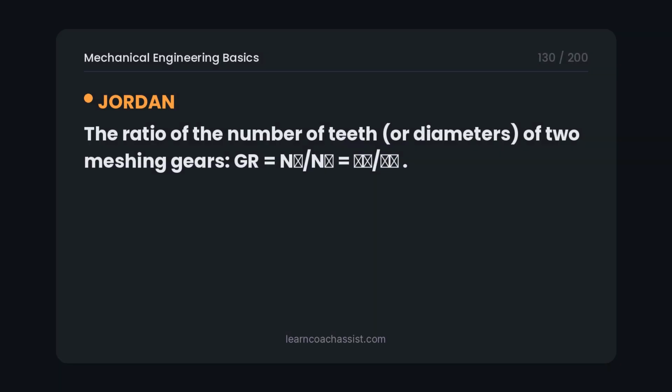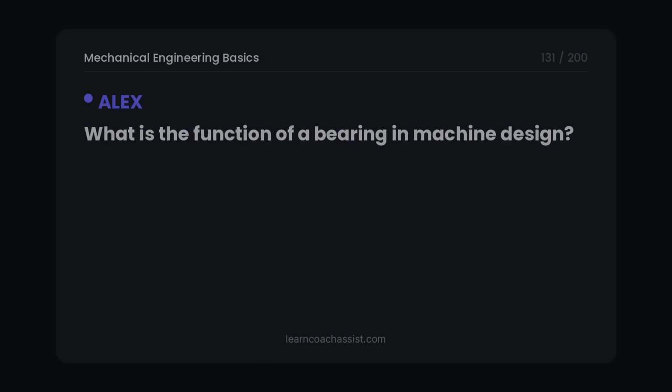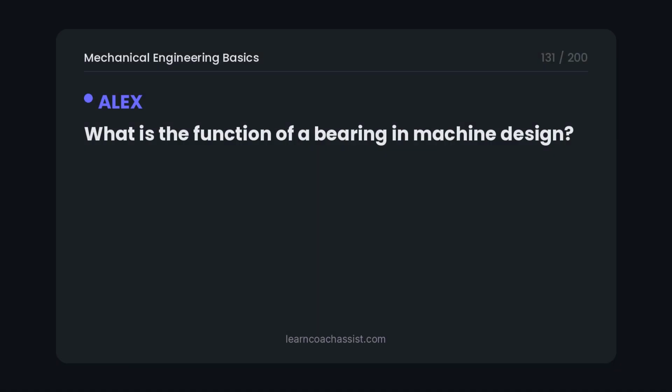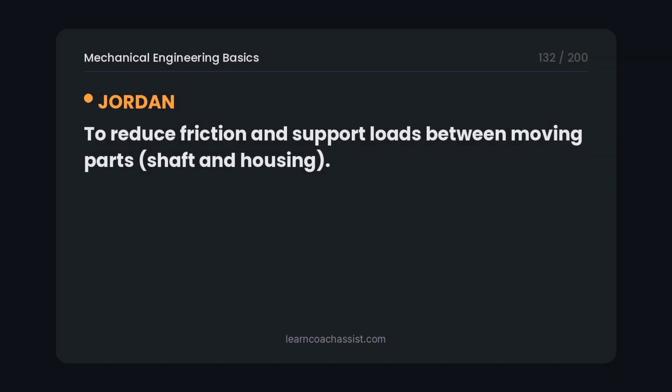The gear ratio of two meshing gears: the ratio of the number of teeth, or diameters, GR = N2/N = omega/omega2. What is the function of a bearing in machine design? To reduce friction and support loads between moving parts, shaft and housing.